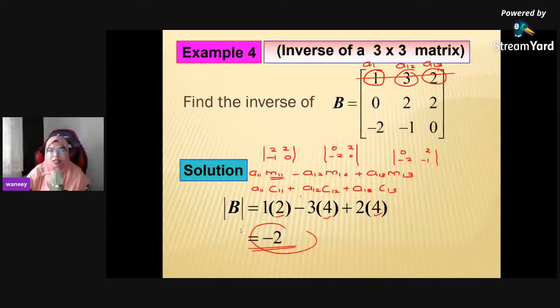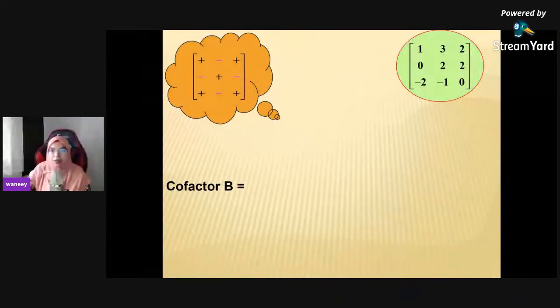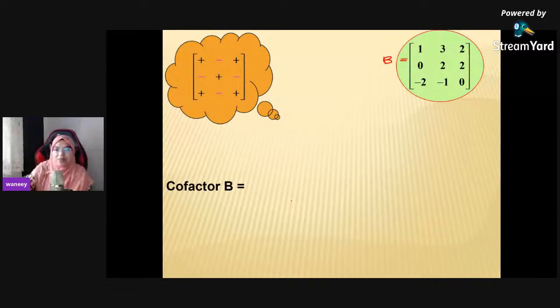Okay, so now let us calculate the inverse. We need to find the cofactor of B. So this is your matrix B, and this is the sign for the minor. Now I'll give you a few minutes to calculate the cofactor of B.